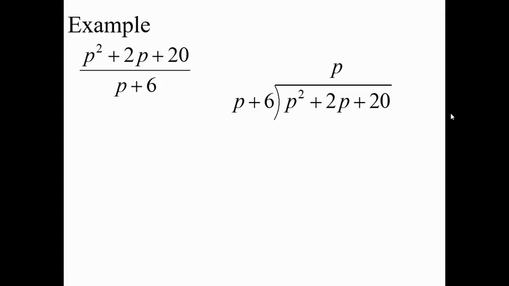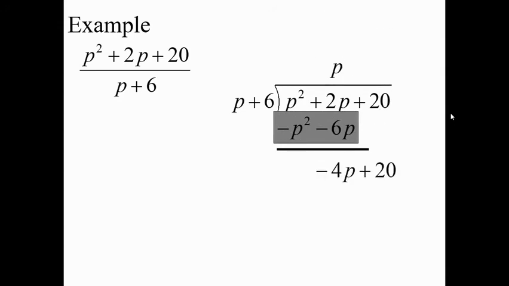Okay, how many times does p go into p squared? Just p. Then we have to multiply that through. We get p squared plus 6p. Change our signs, add them together. We get minus 4p plus 20. Again, how many times does p go into minus 4p? It goes in minus 4 times. So remember, you're going to multiply that minus 4 by the p plus 6. So we'll get minus 4p minus 24.